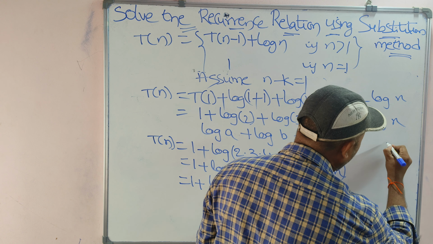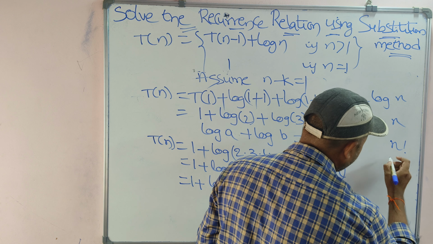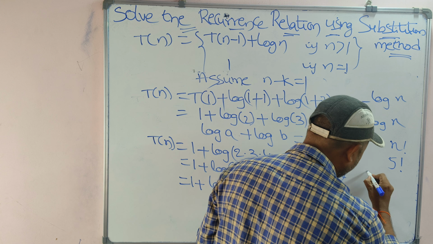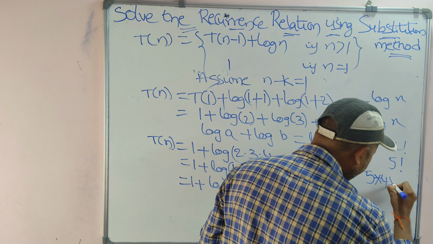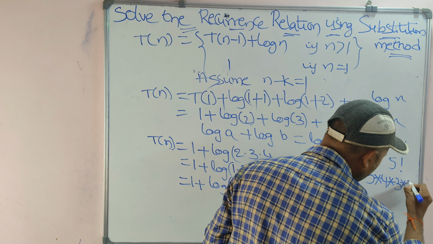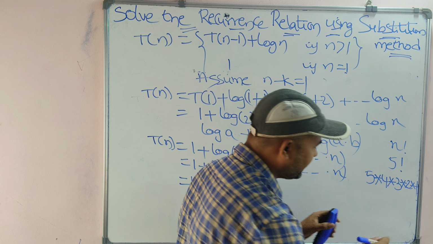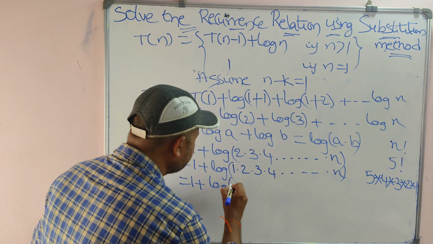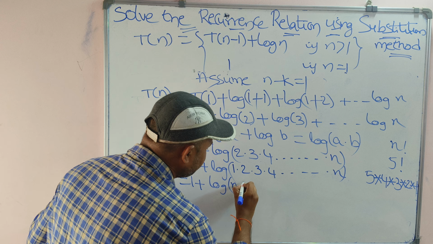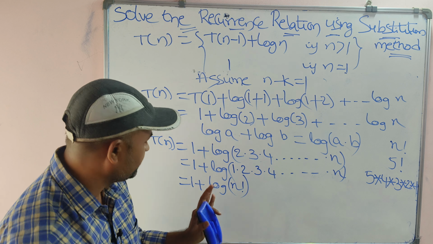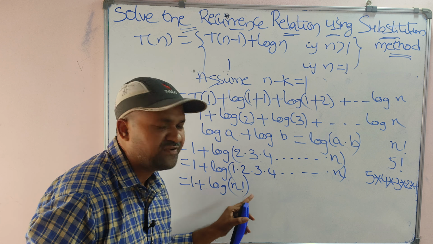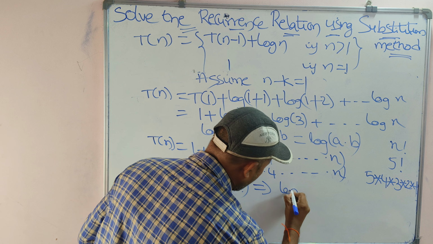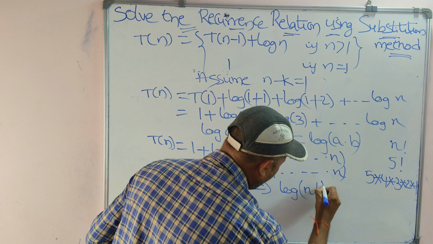What is the n factorial formula? Let n be 5. So 5 factorial. How to get 5 factorial? 5 into 4 into 3 into 2 into 1, or we can write it as 1 into 2 into 3 into 4 into 5. So this is nothing but 1 plus log of n factorial. Out of 1 and log n factorial, which is maximum? Log n factorial.